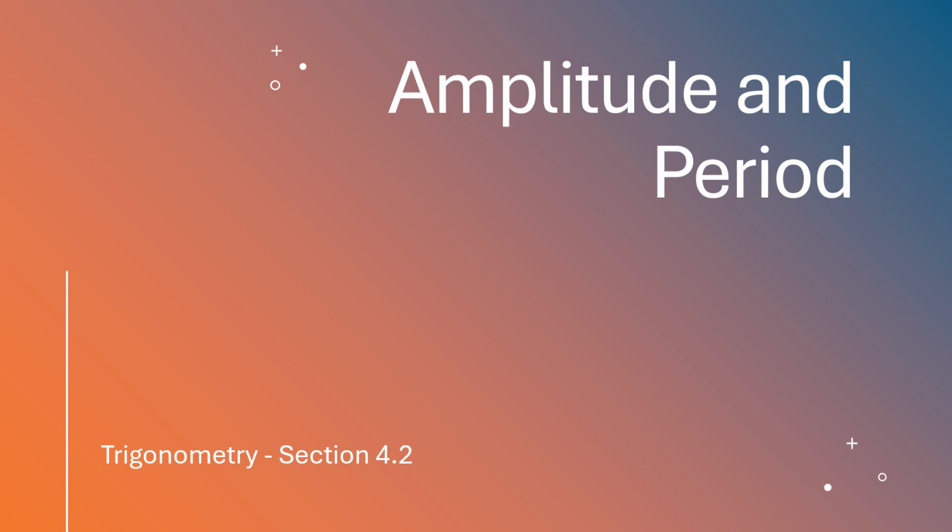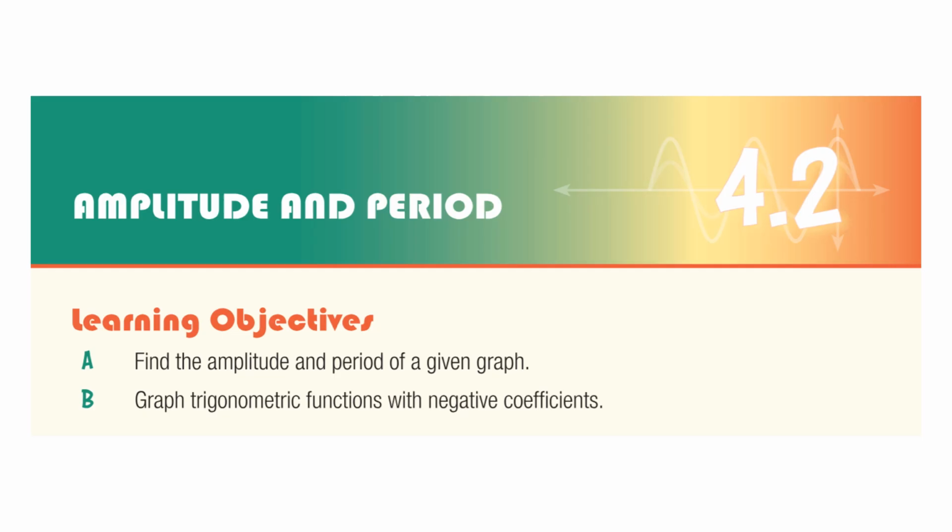Welcome to section 4.2, amplitude and period. We have two objectives for this section. The first objective, find the amplitude and period of a given graph.